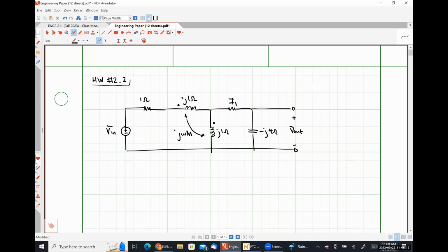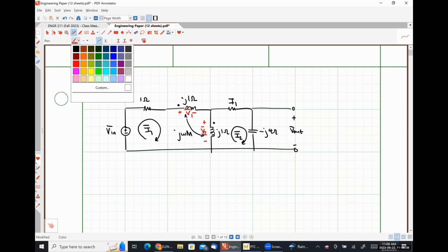Did I specify the directions of the currents, or did I let you choose them? All right, well then I'm going to choose this one and this one, just good plain old mesh currents. This is going to be the voltage drop across coil 1. This will be the voltage drop across coil 2.